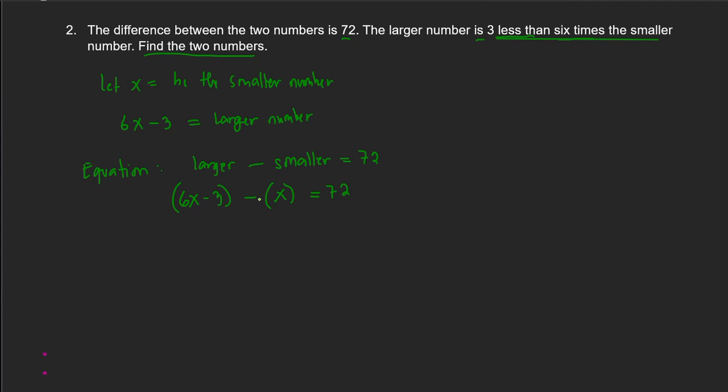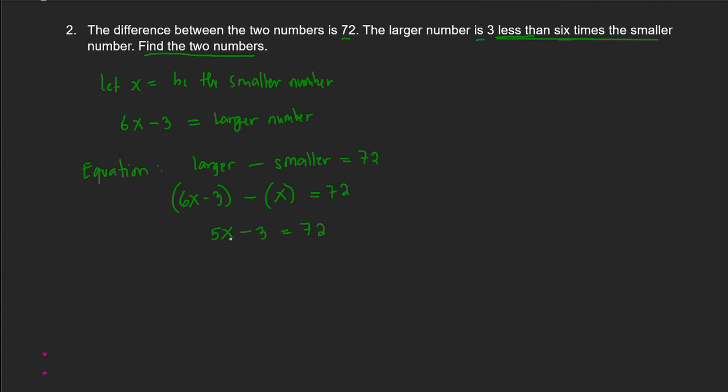Now this time, try to observe ano yung mga common terms. Ibig sabihin yung magkakapareho-pareho, yung same sila ng variable, yung number na walang variable. So let's say we have 6x and we also have negative x. Kasi negative times x, that would be negative x. So 6x minus x, that would be 5x. Then you just copy negative 3 is equal to 72.